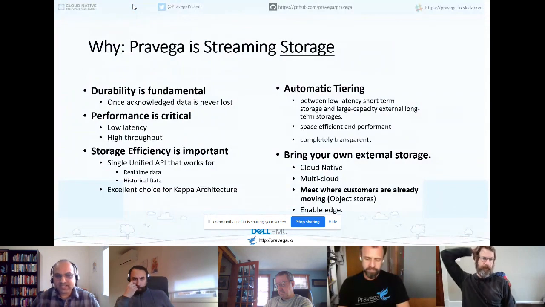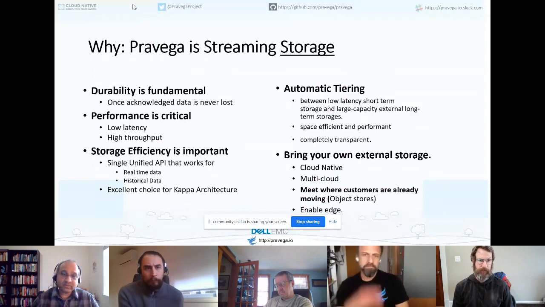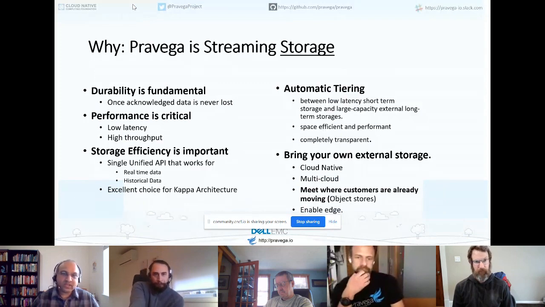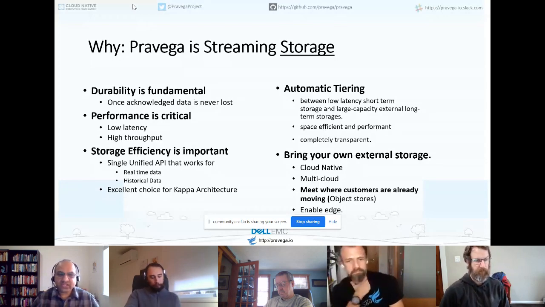So why LTS? Pravega is a streaming storage, and I have underlined storage because that's the most important word for me. It's not just a messaging system, it's a storage system. And what that means is durability is fundamental. Once we acknowledge, the data is never lost. Also important is that performance is critical. Flavio earlier explained that we want to have a system where we can ingest data and read the data at low latency, and at the same time, it provides high throughput.